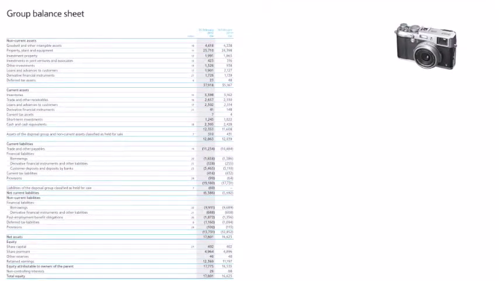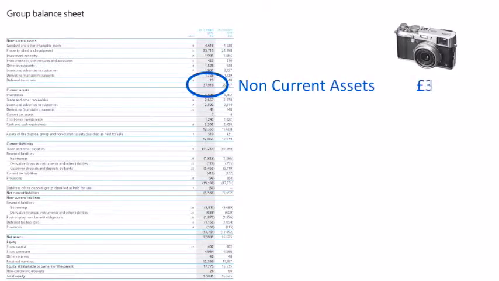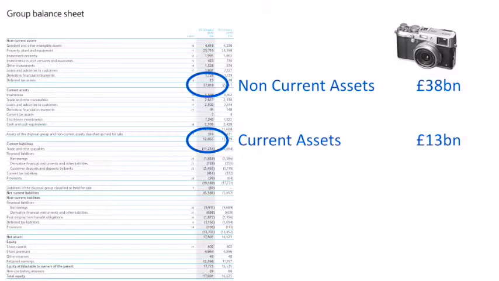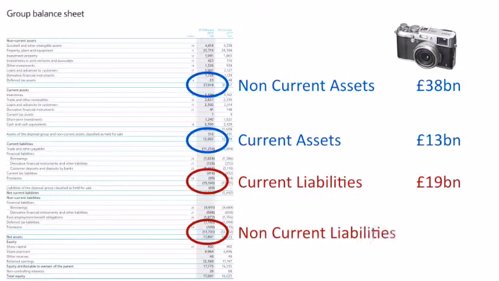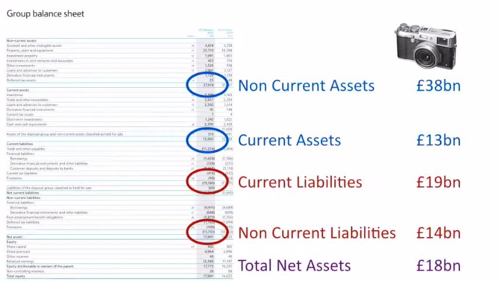So, to summarise Tesco's balance sheet, Tesco has non-current assets, sometimes known as fixed assets, of £38 billion, current assets of £13 billion, current liabilities of £19 billion, and non-current, also known as long-term, liabilities of £14 billion. 38 billion of non-current assets plus 13 billion of current assets gives 51 billion of total assets. 19 billion of current liabilities and 14 billion of non-current liabilities gives total liabilities of 33 billion. 51 billion of assets less 33 billion of liabilities gives net assets of 18 billion.